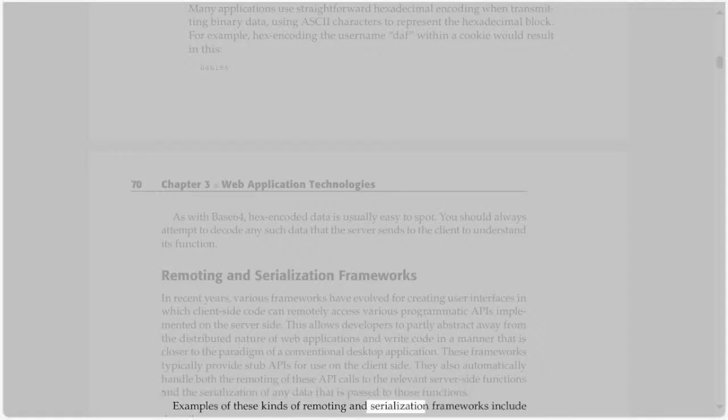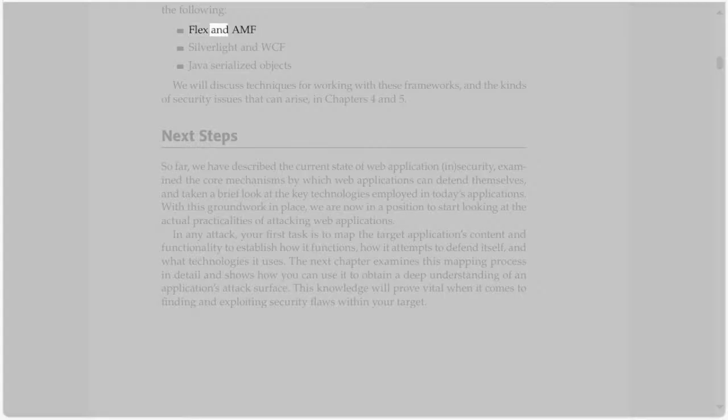Examples of these kinds of remoting and serialization frameworks include the following: Flex and AMF, Silverlight and WCF, Java serialized objects. We will discuss techniques for working with these frameworks and the kinds of security issues that can arise in Chapters 4 and 5. Next steps.